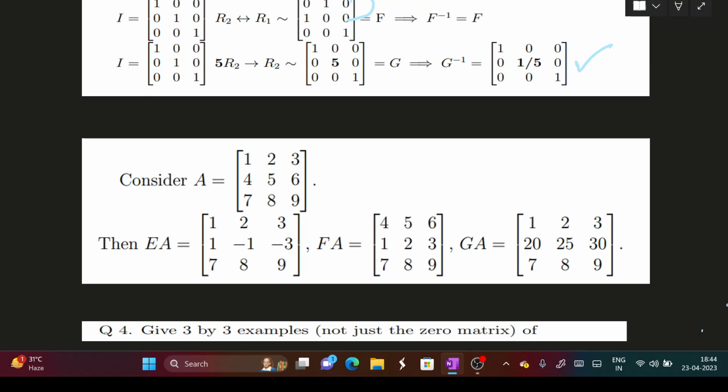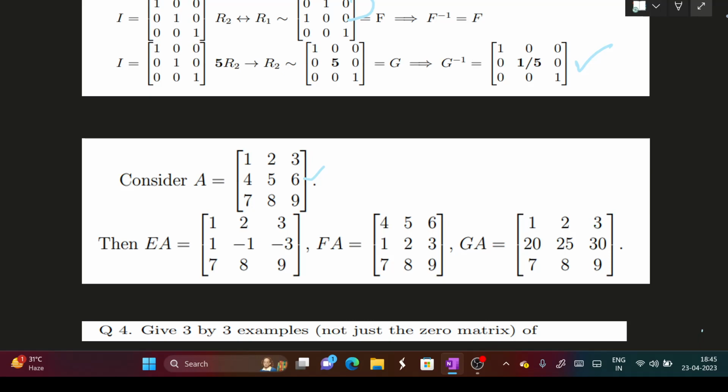So here what happens? A is given as 1, 2, 3, 4, 5, 6, 7, 8, 9. EA, what is E? E was R2 minus 3R1 stored in R2. So this is my matrix. From here, thrice the row 1 I will subtract. So what am I getting?